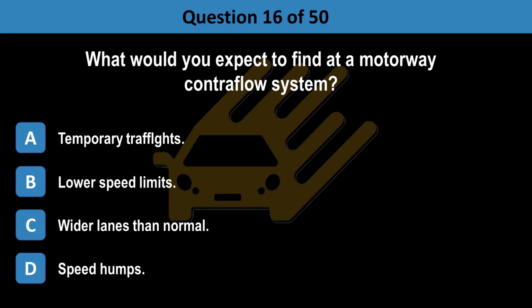What would you expect to find at a motorway contraflow system? A. Temporary traffic lights. B. Lower speed limits. C. Wider lanes than normal. D. Speed humps.